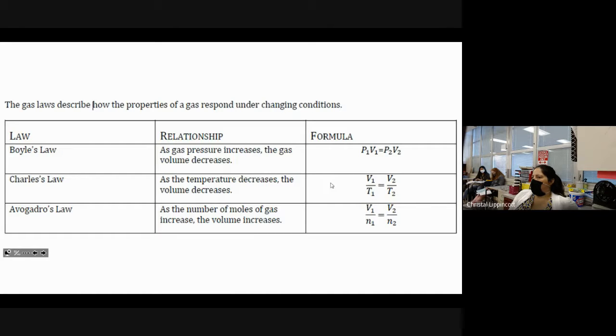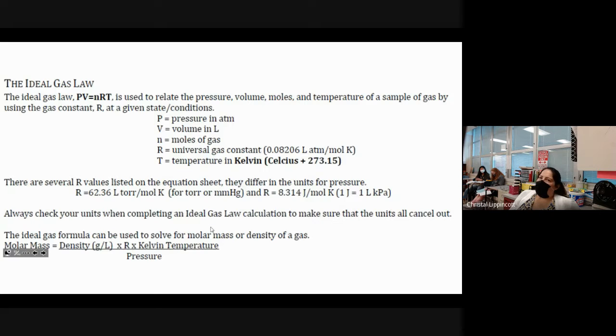So if the temperature goes up, the volume goes up. If the temperature goes down, the volume goes down. Think about your tires in the winter. Temperatures get cold, the volume of the gas goes down. And then Avogadro's law relates moles and volume. As the moles of gas increase, the volume increases.